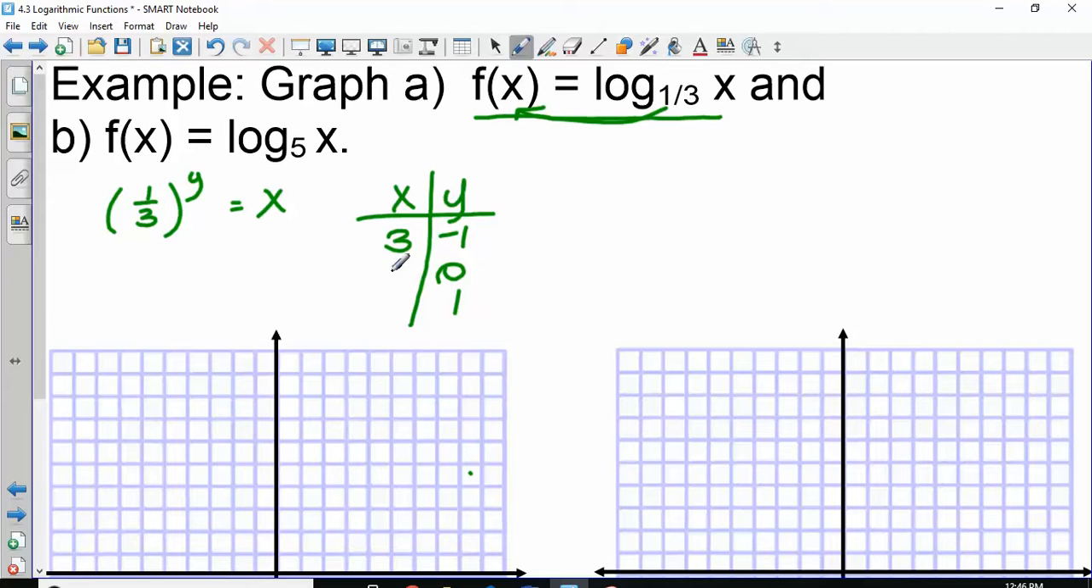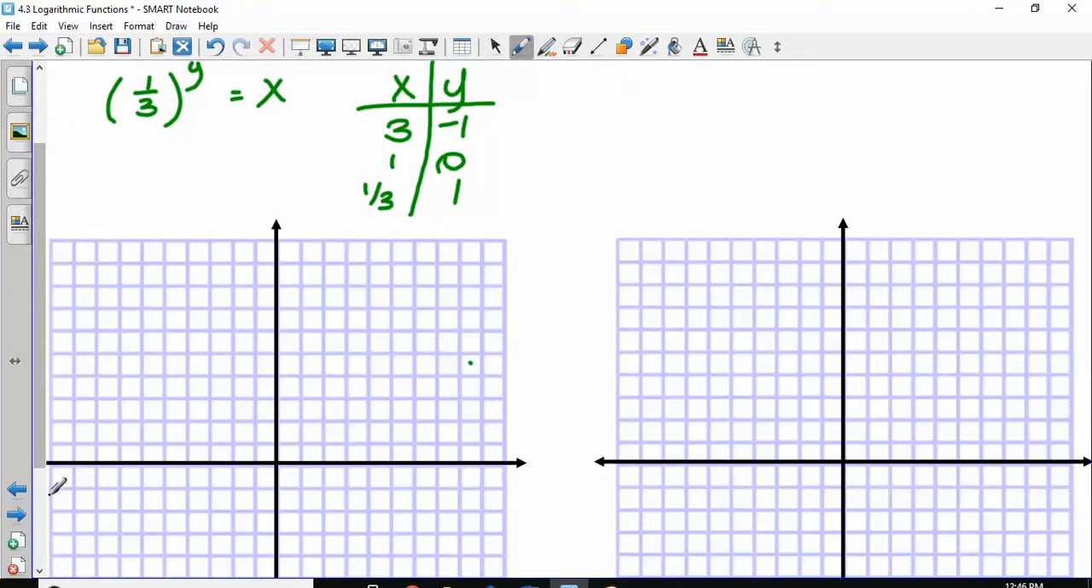So 1/3 to the -1 is 3. 1/3 to the 0 is 1. 1/3 to the first is 1/3. So then we can plot these. 3, -1, 1, 0, 1/3, 1. Will this ever hit the axis, the y-axis here? No, that's like a vertical asymptote. So our graph looks something like that.